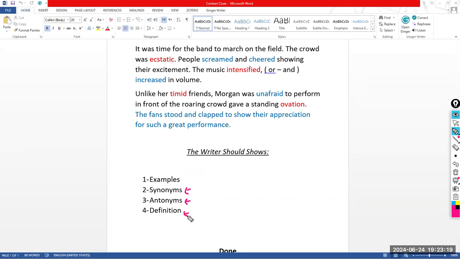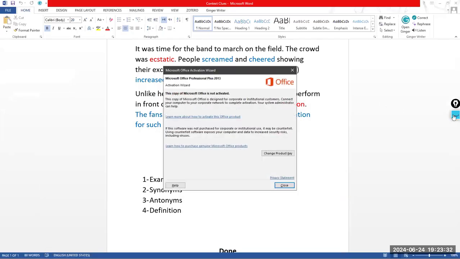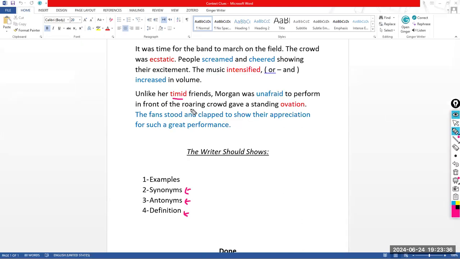What do they mean? Let me give you an example. Sometimes the writer is going to write a word that the reader is not going to understand. For example, timid. Take a look at this word, timid. Because we are non-native speakers, Malak, you don't know the meaning of timid. And the writer knows that maybe some readers are non-native speakers. So he has to use these four skills for the reader to fully understand him, or maybe her.